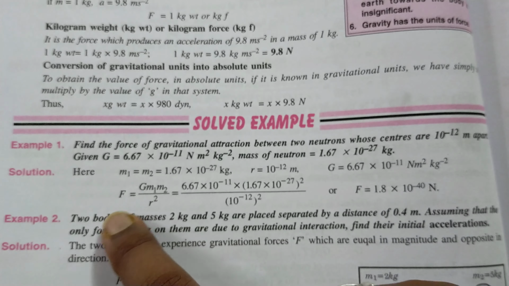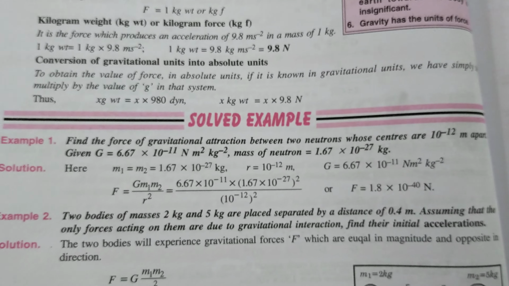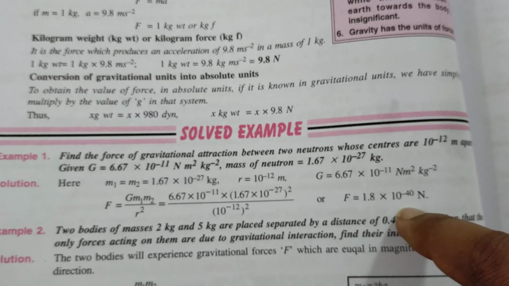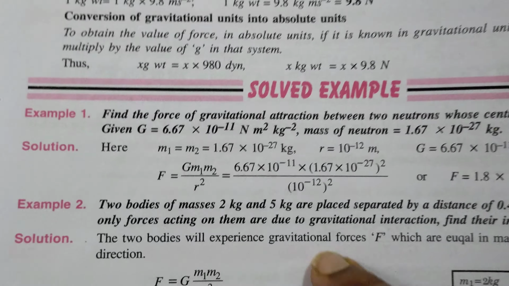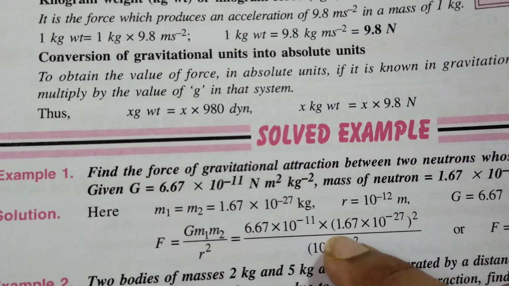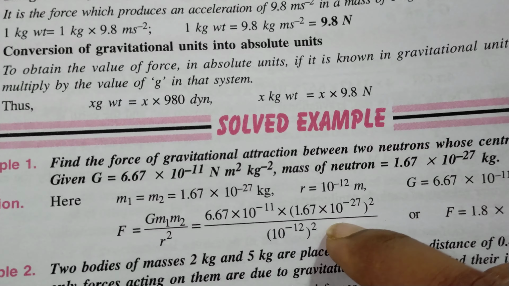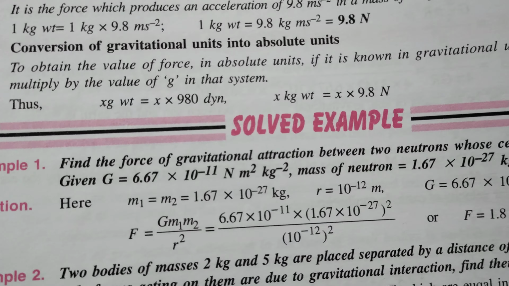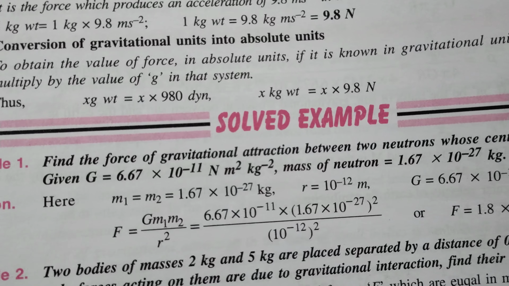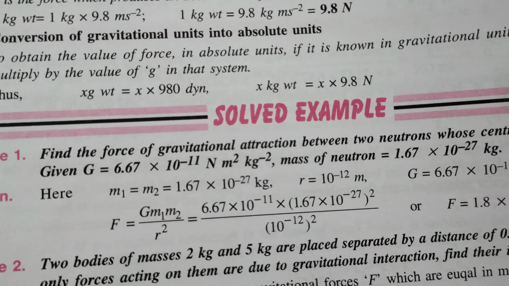So we know the formula F equals G m1 m2 by r square. Substituting all the values here, we will get the answer. Now the main thing is the calculation, you see. So how are we going to calculate here? First we are going to multiply without the power of 10, right? Then we will use the concept of exponents, which we have learned in class 8.